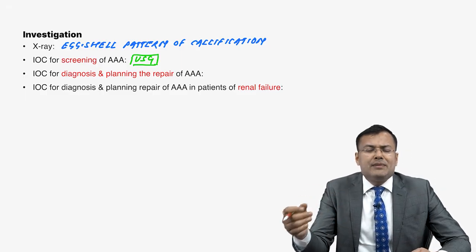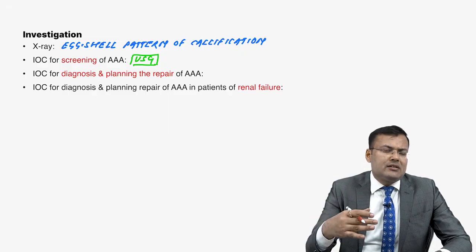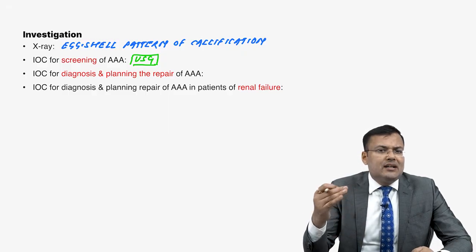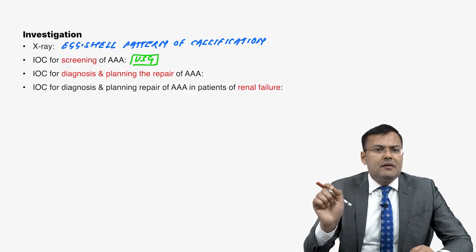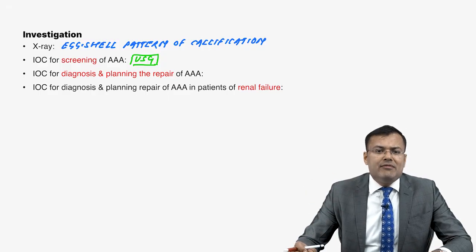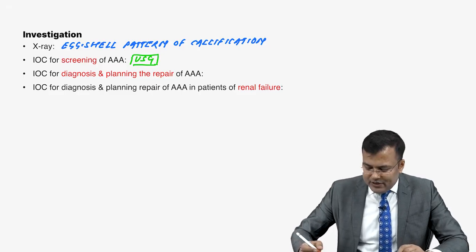Obviously, we will follow up this patient with ultrasound, and whenever the size achieves the cutoff diameter, more than or equal to 5.5 cm, we go for elective repair. So for screening, we are using ultrasound.